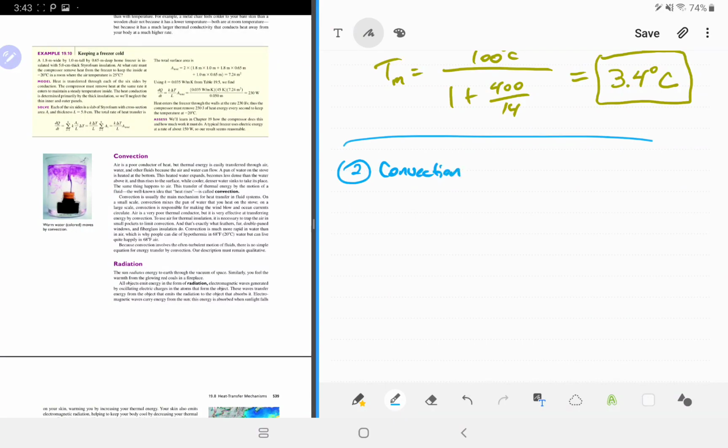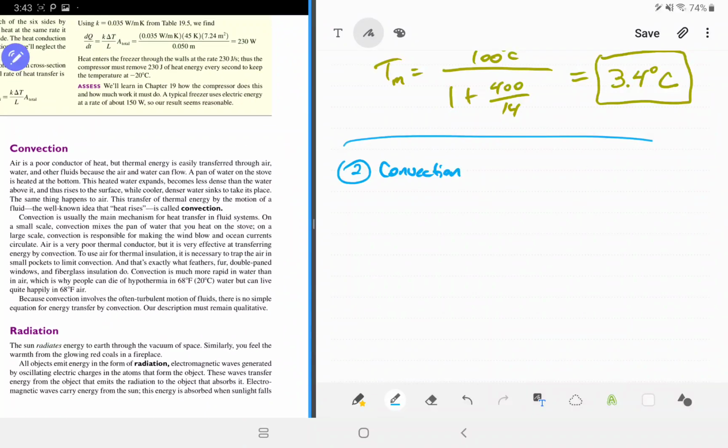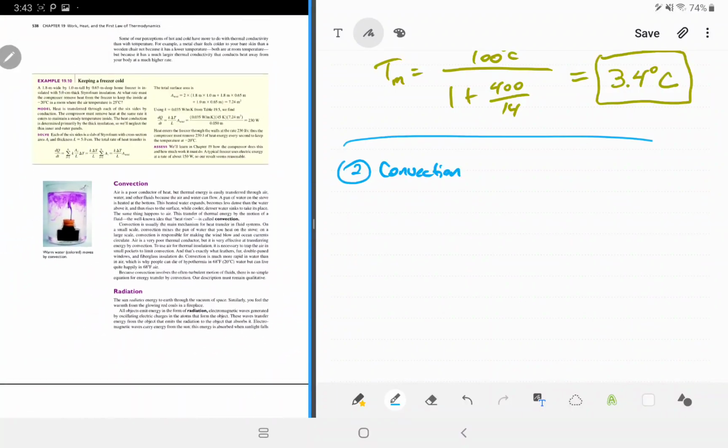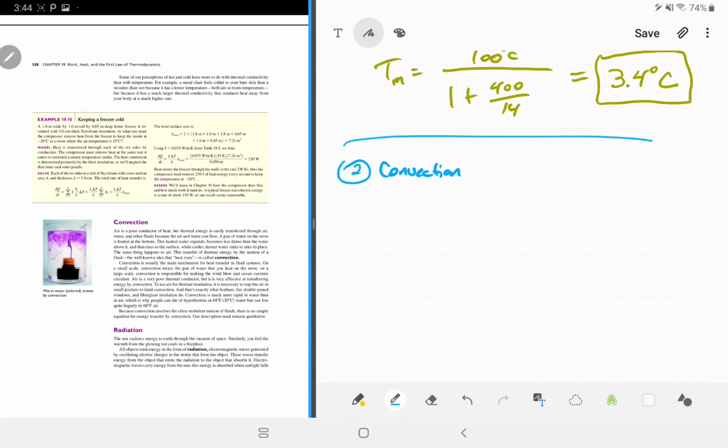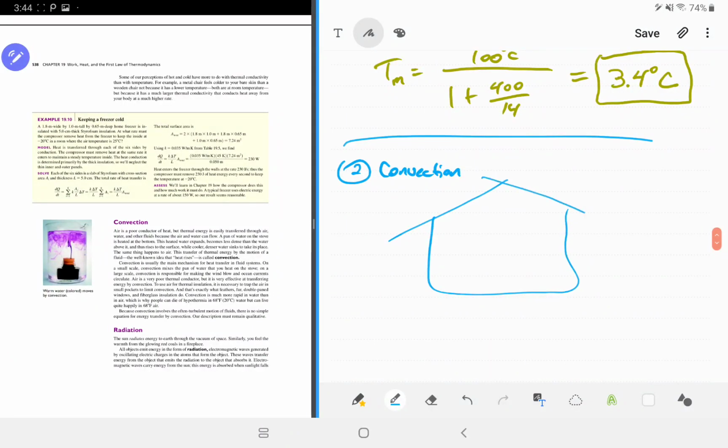Now, convection is the most difficult quantitatively of the three, and for that reason, see how little is written about it in your book. There's no equations for it because the equations are notoriously hard. So I just want to give an example of this. So you have heat. You have your house.